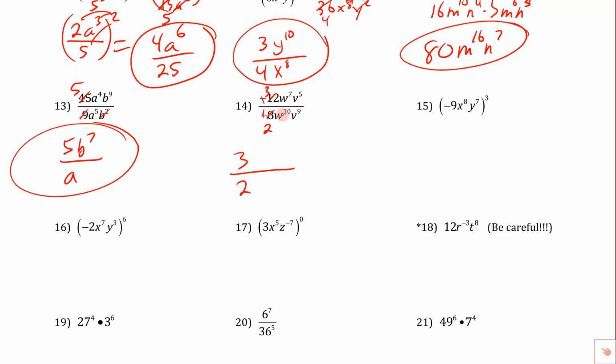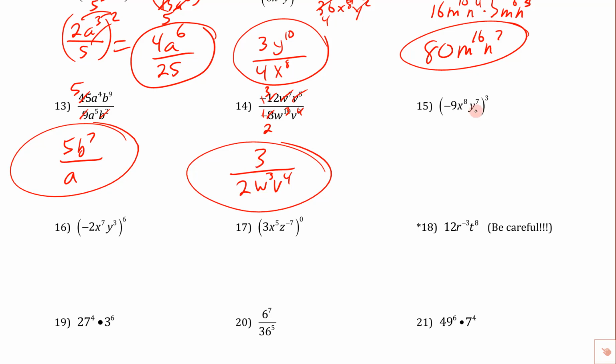So 7 W's on the top, 10 of them on the bottom. Those are going to cancel. We'd be left with 3 on the denominator. Whoops, make sure that's a 3. And then we've got 5 V's on the top and 9 of them on the bottom. These 5 are going to cancel here. We'd be left with 4 of them, so that'd be V to the 4th, and we're done right there. Now, if it doesn't look perfect, if you want to move the 3 over so it's centered on the top, that's fine, but it really doesn't matter.